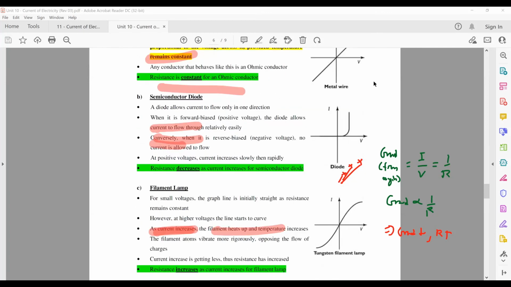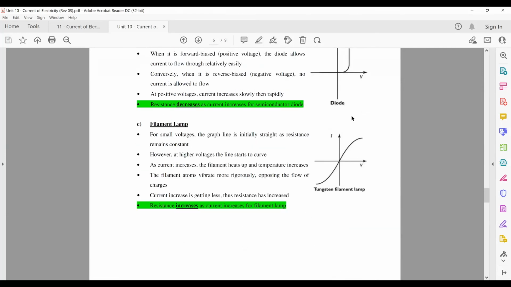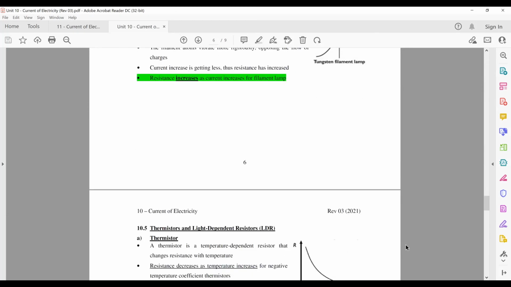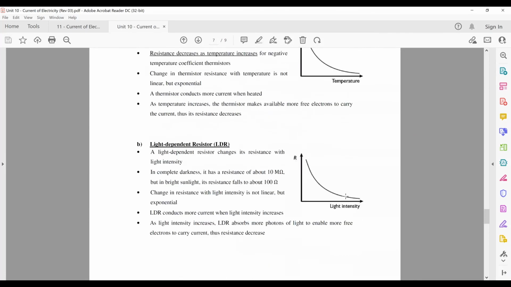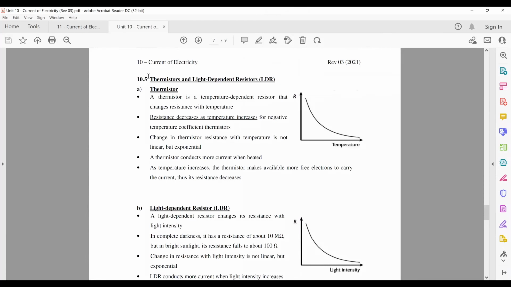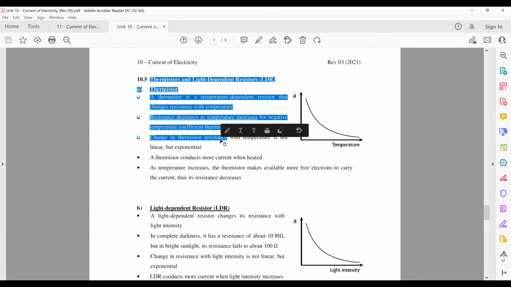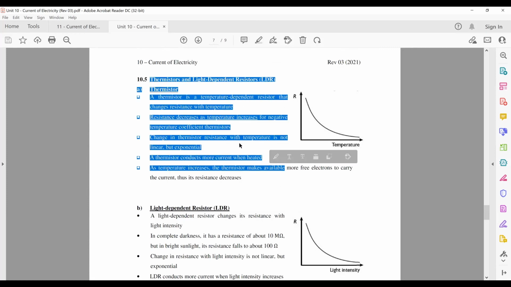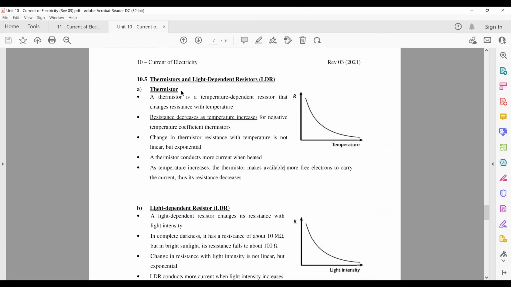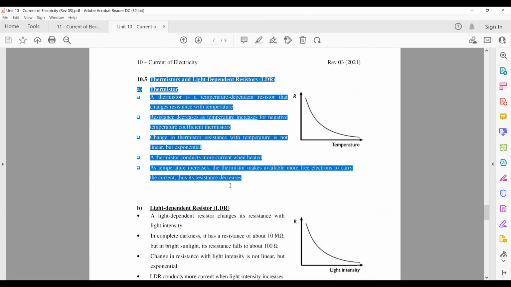You need to know these graph shapes. If you're asked to reproduce it, all right, and you need to know how to deduce whether the resistance is increasing or decreasing from that graph shape. Okay, so that one is okay. Then we go on to some other stuff. Okay, now this one is talking about resistors also. Now, you have two special kind of resistors inside your syllabus. You actually learned this in A2 last time, but then they've actually decided to add it inside your AS again.